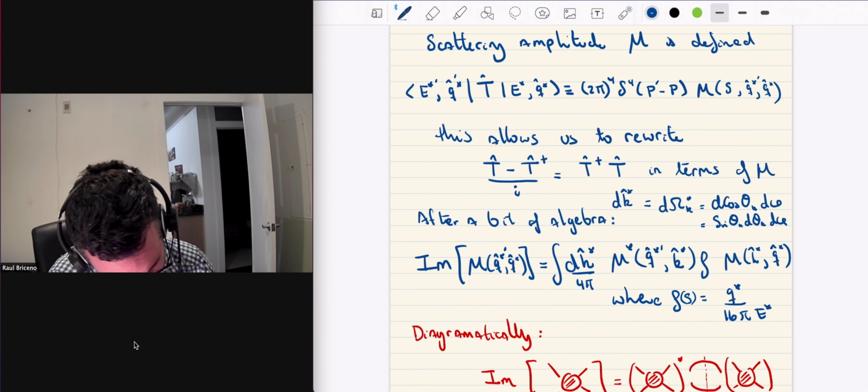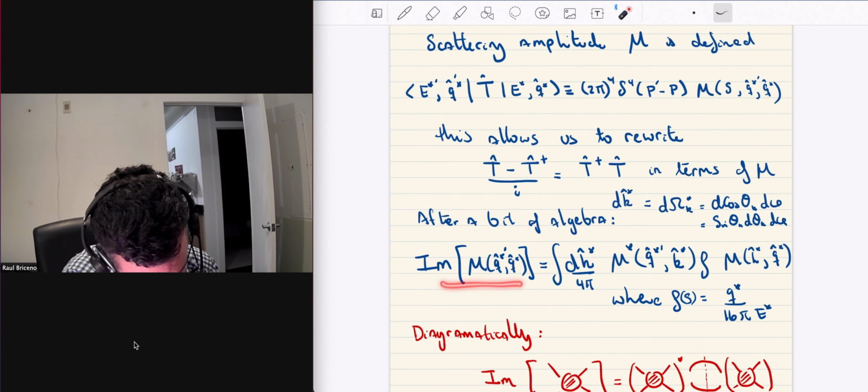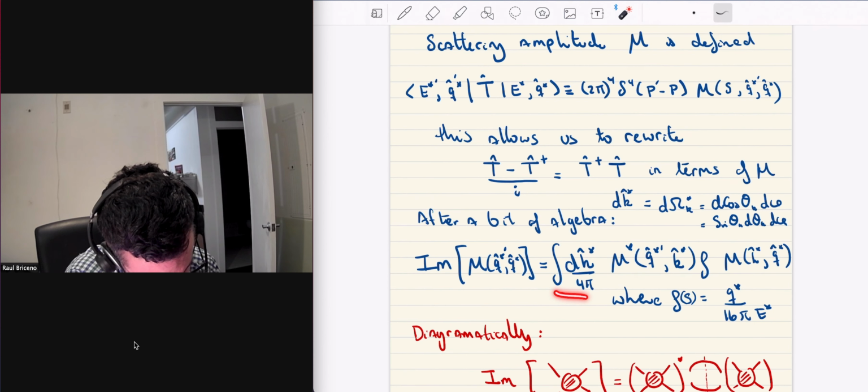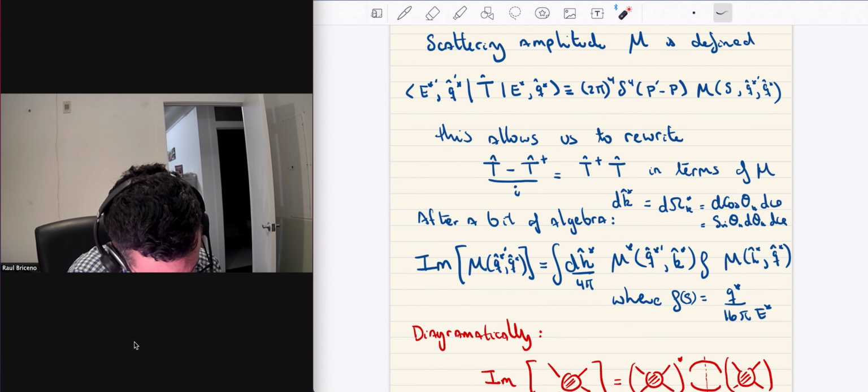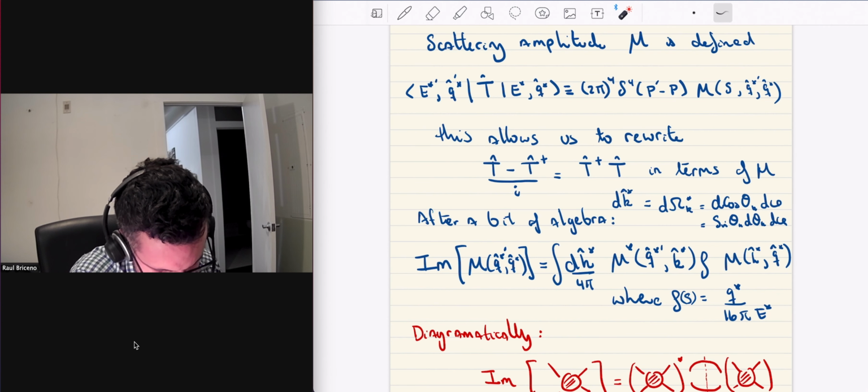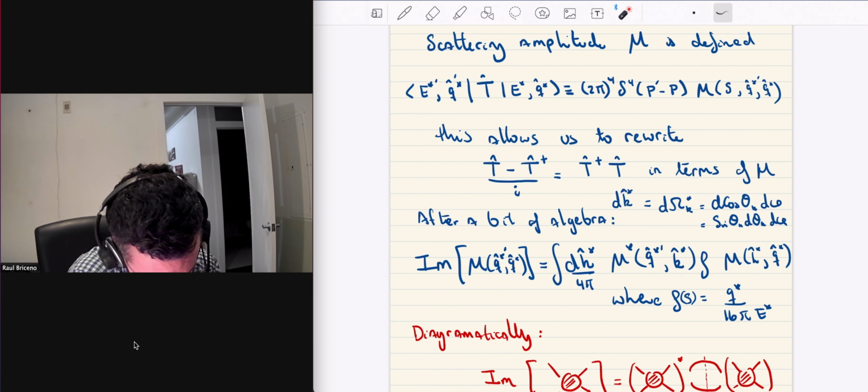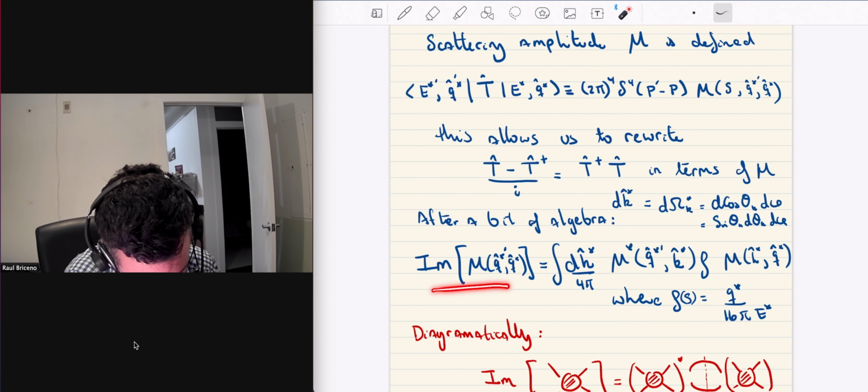All right, so the imaginary part of M is equal to a two-dimensional integral, because I have 2 angles, of the complex conjugate of the scattering amplitude multiplying the scattering amplitude, up to some factor of rho, which is the phase space of 2 particles. And so this makes sense, right? This looks like this, right?